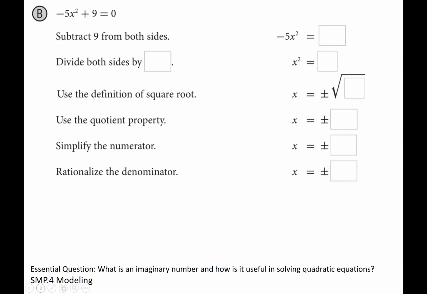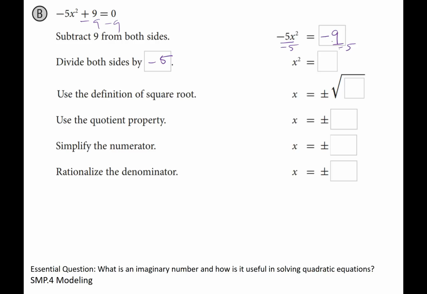All right, let's try this a little bit together again. They've stepped it out for us a little bit. It says we're going to start by subtracting 9 from both sides, which gives me negative 5x squared equals negative 9. It says we're going to divide by, it looks like we divide by negative 5.